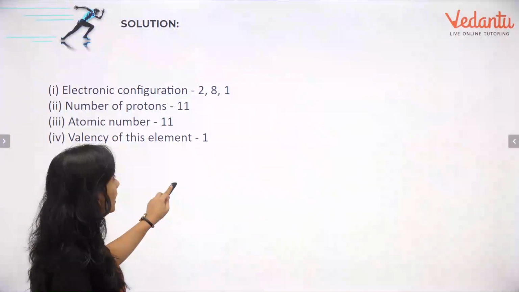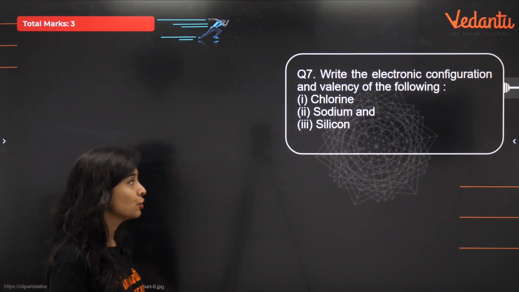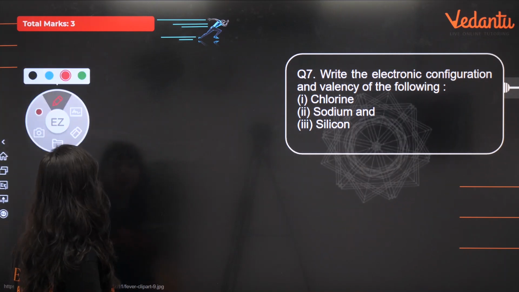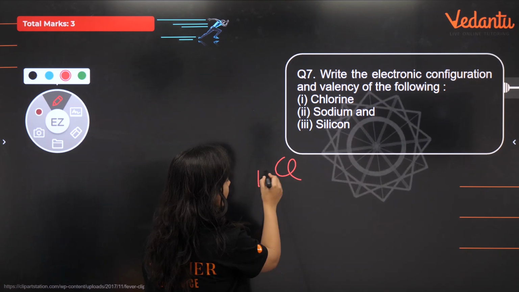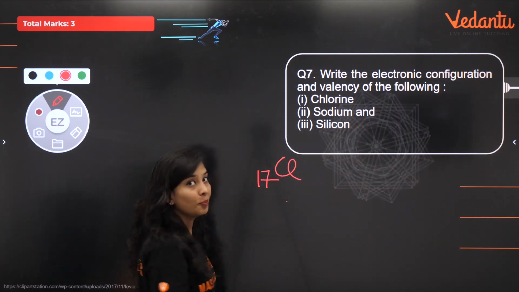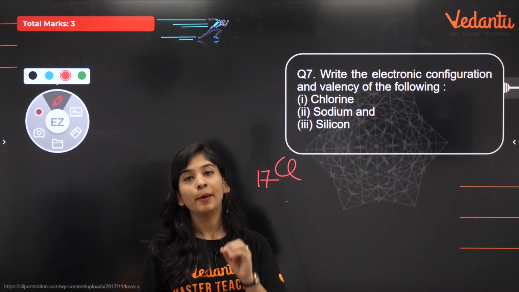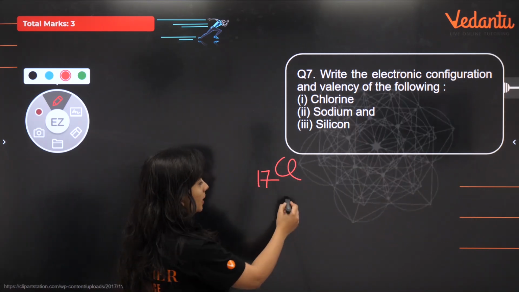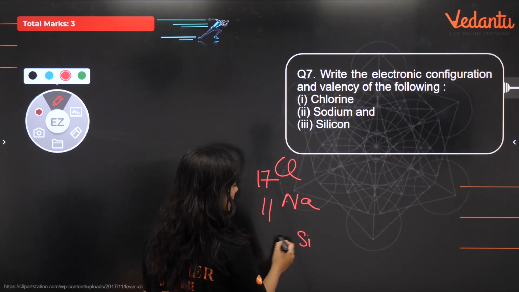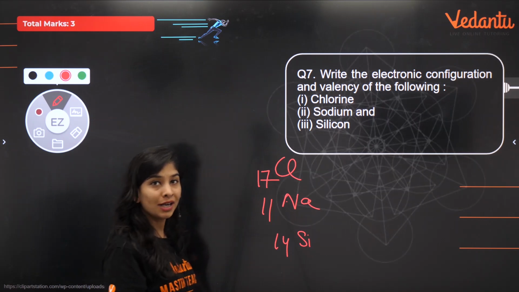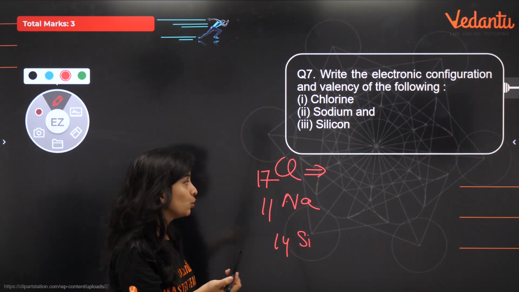So let's move ahead with one more question. Write the electronic configuration of the following elements. Again, a very easy question. If I talk about this question, chlorine is having 17 atomic number. So please, it's a request, please remember atomic numbers up to 20 at least. Okay, then you have sodium with atomic number 11, silicon with atomic number 14, and as I have discussed in the previous question also, how you are able to write it.